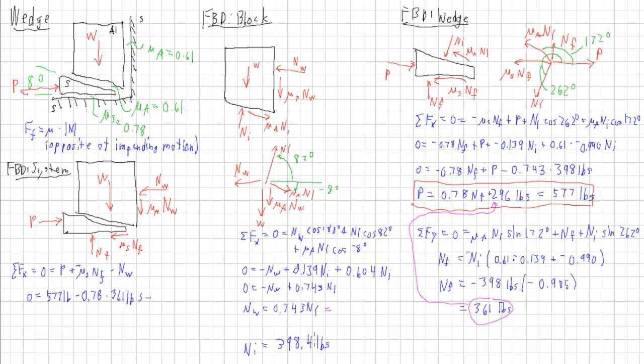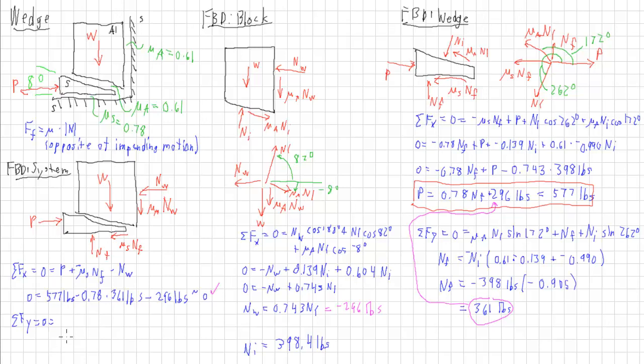0.743 times NI, which is 398 pounds, is negative 296 pounds. So okay, if I evaluate this whole expression, we come up to approximately 0. So that checks out. Next, we sum the forces in the y direction. It's possible we could have made a mistake in one direction, not both.